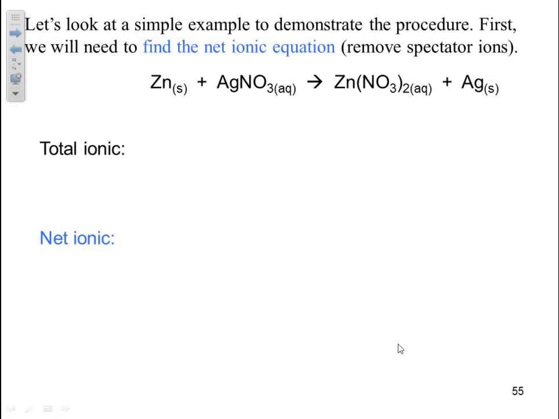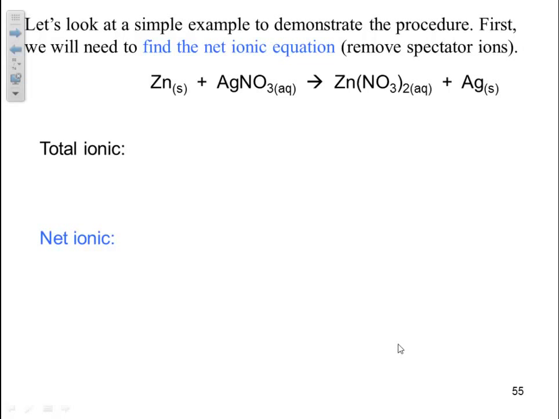Let's look at a simple example to demonstrate this procedure. We're balancing zinc plus silver nitrate, giving zinc nitrate plus silver. Now, naturally, you can easily balance this one by inspection, but we're going to go through this process just to show you how it works.